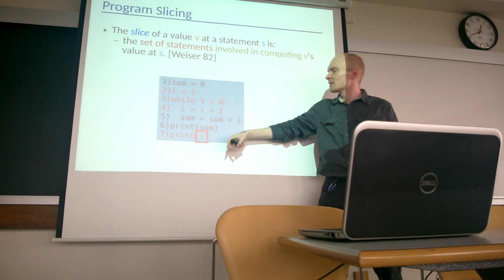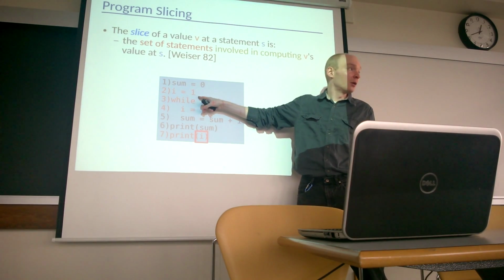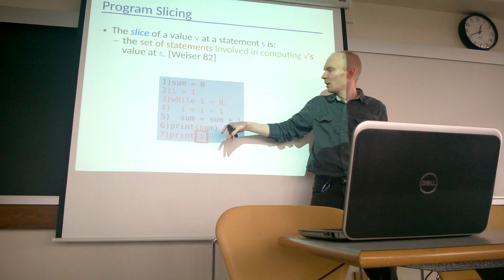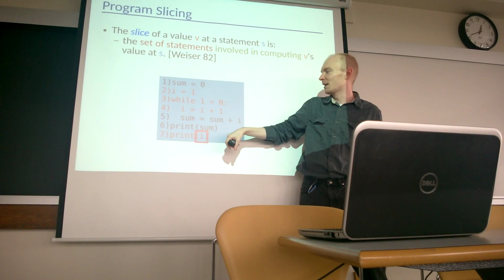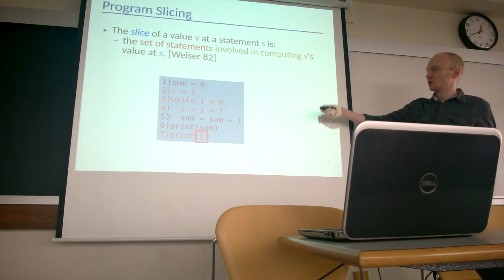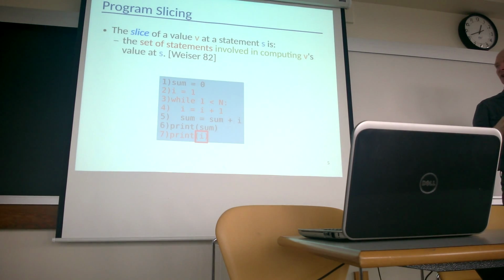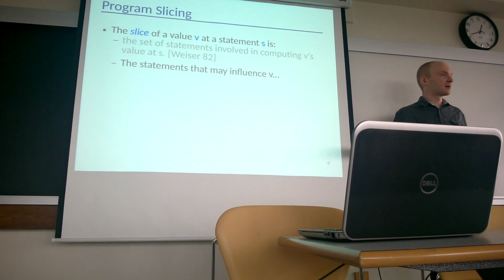So 7 is in the slice of itself, and it depends on the value computed here, or the value computed here, depending on which one gets used. And the value computed here depends on the condition, I is less than n. So 2, 3, 4, and 7 are in the slice of I at 7. It's really just the statements that may influence that value. It's a more informal way of saying it.